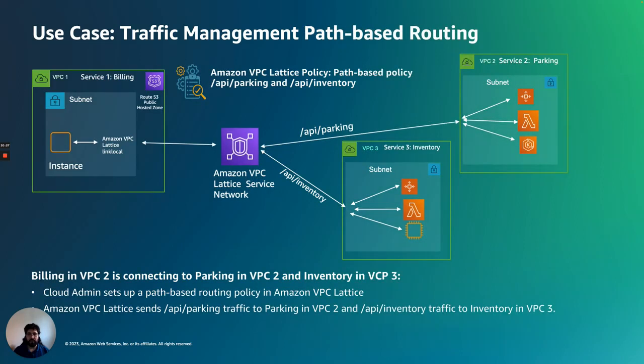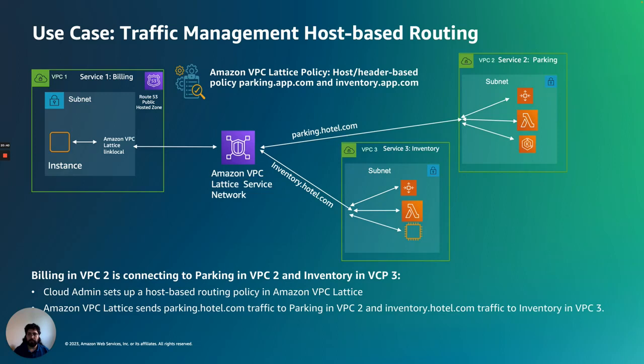Path-based routing is supported, so you can route, for example, /api/parking to a service and /api/inventory to a different service. As well, it supports host-based routing, so you can route parking.hotel.com to a set of services, while inventory.hotel.com goes to a different set of services.